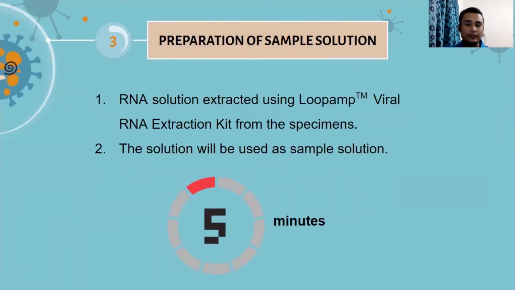After that, we go to the third step, which is preparation of sample solution. The sample will be extracted using the viral RNA kit to obtain the RNA solution as the sample solution. This will take 5 minutes.